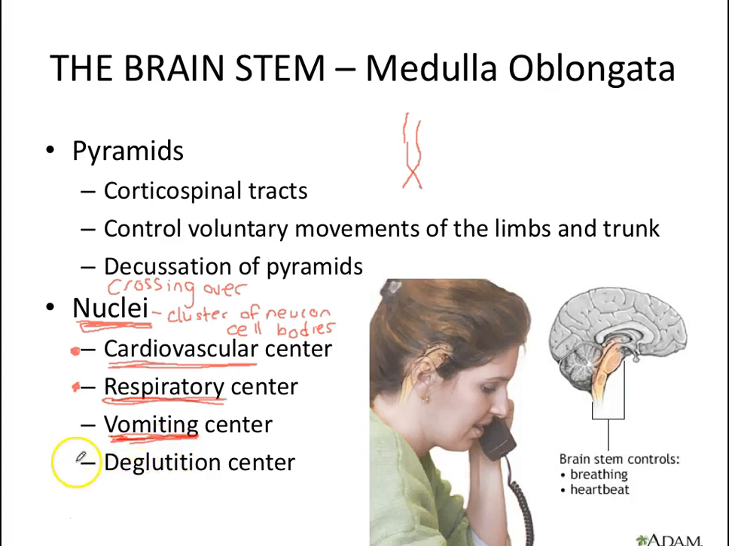Okay. There's also a cluster of neurons in the medulla that's going to function in what's known as deglutition. So here's another fancy science vocabulary word. This basically means swallowing. So that part that controls that unconscious swallowing that you do, that's in the medulla as well.